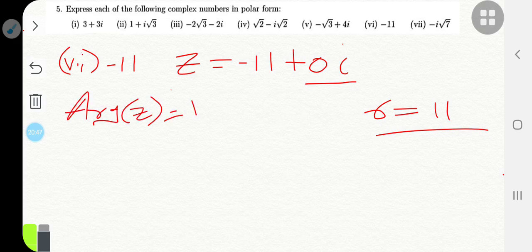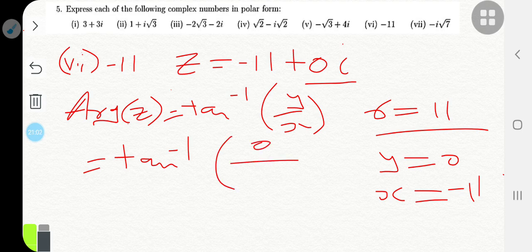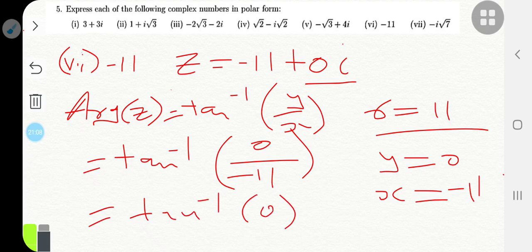And now let me also find my argument of z, which is just equal to the tan inverse of y over x. My y there is just equal to 0, and my x there is just equal to negative 11. Then this will be the tan inverse of 0 divided by negative 11, which is the tan inverse of 0. What is the tan inverse of 0? It's just equal to 0.